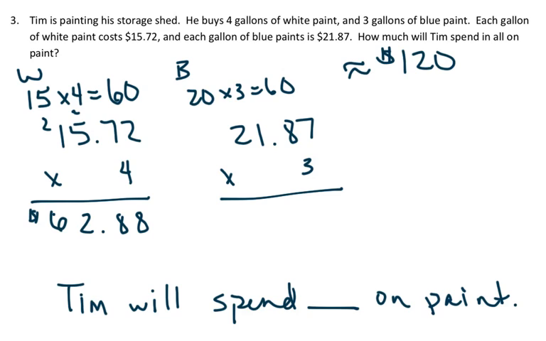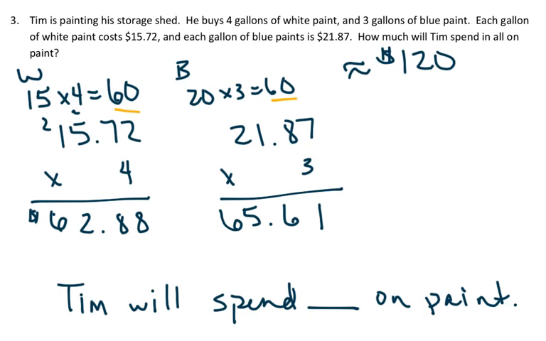Okay. So for the white paint, we have $62.88. And for the blue paint, we have $65.61. So at this point, I can see that my estimation was $60, and I knew that $15.72 is going to be a little bit more than that, so $62.88 seems pretty good. Blue paint, I had my $60 in my estimation, and I calculated and got $65.61, which is pretty good because I was using $21.87 for my exact numbers.